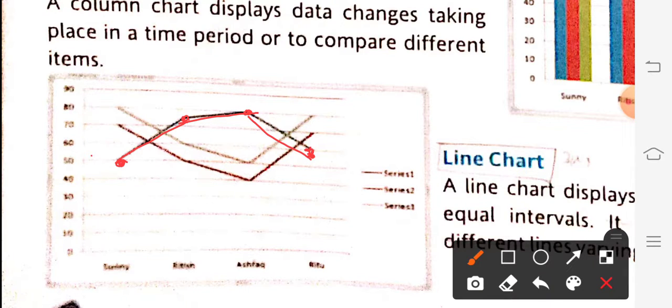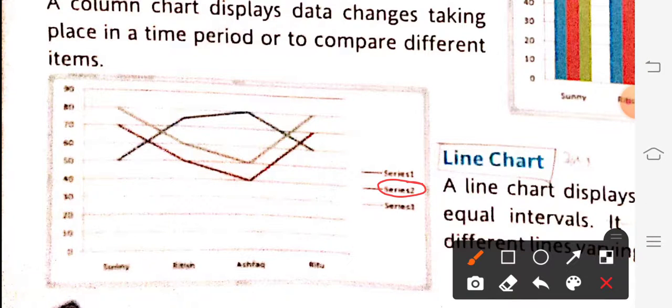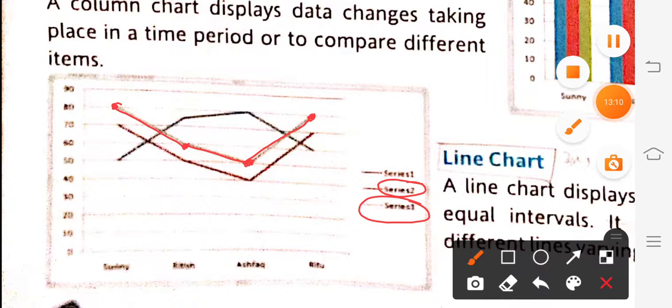This is 60. ठीक है, if I will go for series number 2, so series number 2, suppose this one is series number 2 which is 80 initially, then it will go downwards to 60, then it will go to 50 and then 80, and finally you will join all these points together, it will become your series 2. Same you will draw for series number 3. Fine, so this is how you are going to make your line chart.